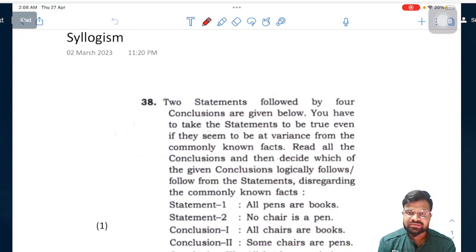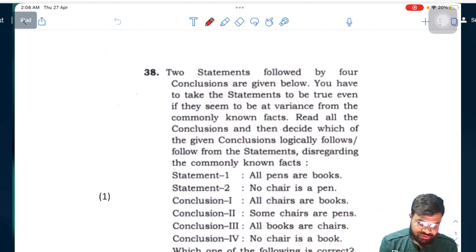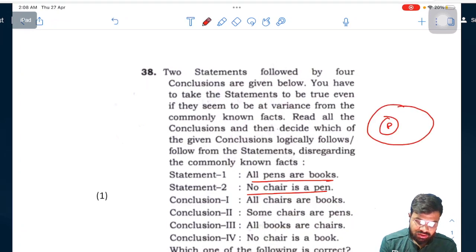Hello students. So we will solve the questions of syllogism. We have already learned, so let me just revise the process with the very first question. This is a statement-based question. All pens are books. No chair is a pen. So this is pen, this is books, and this is chair.